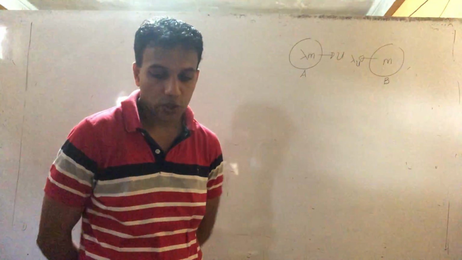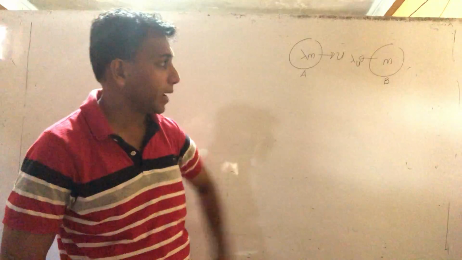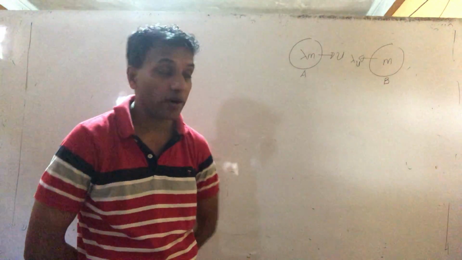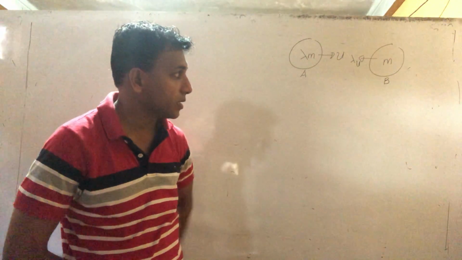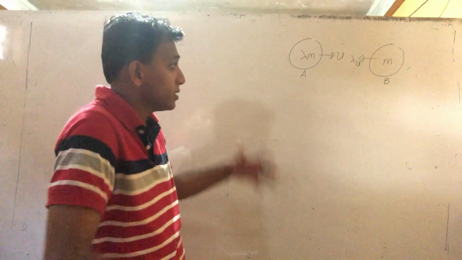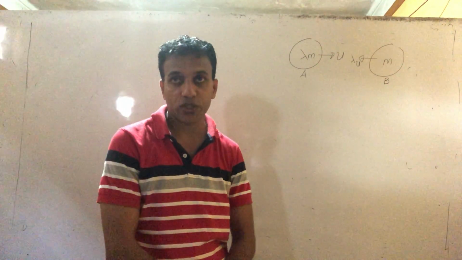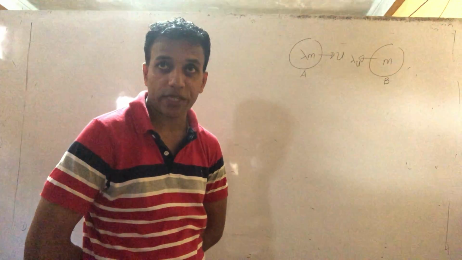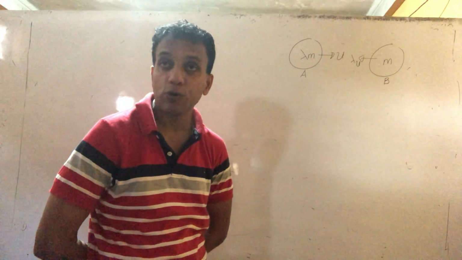So first question: two particles A and B of masses lambda m and m are moving towards each other in opposite directions. A has velocity u, the other one, this side, has velocity lambda u. They collide with each other, and after that they move at different velocities. The question is, after collision, find their respective velocities. And the second part, show that the impulse due to collision.